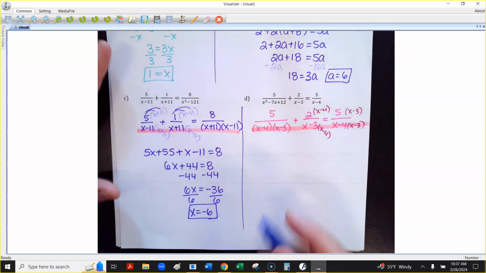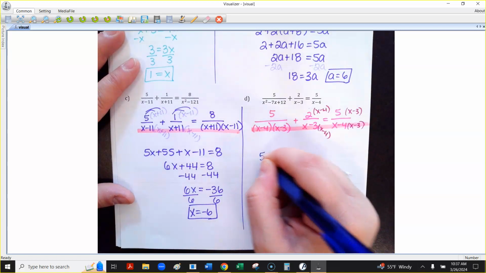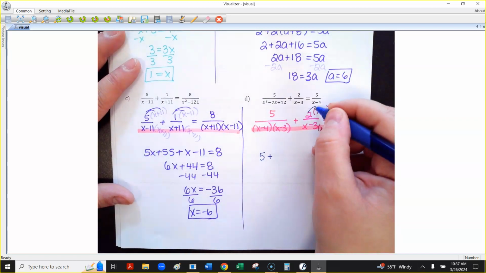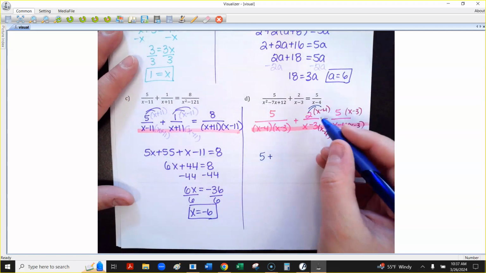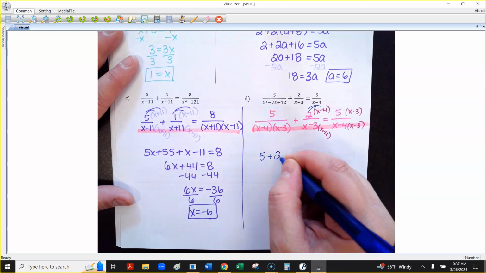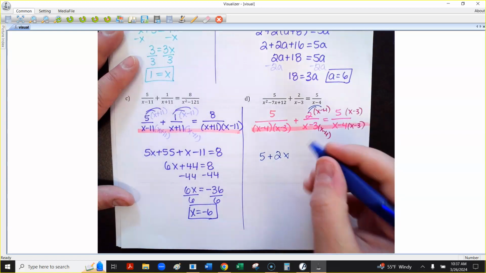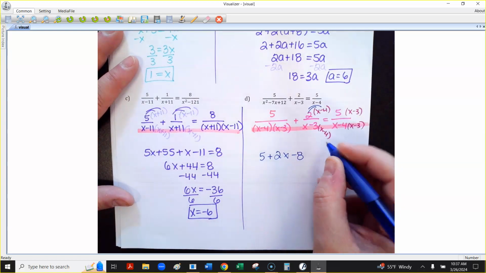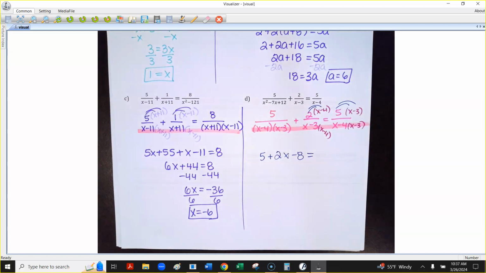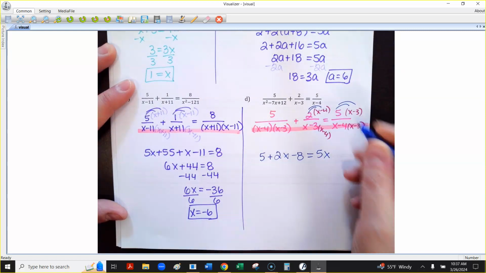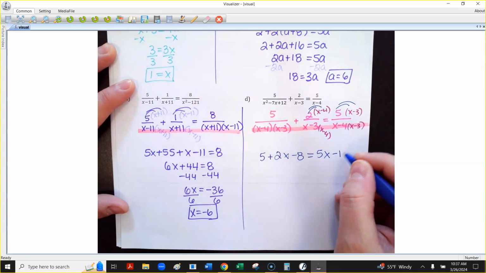So I'm just going to take the top. So 5 plus... Now, I'm just going to distribute as I go here. So this is plus 2 times this x minus 4. So 2 times x would give you 2x. 2 times negative 4 would give you negative 8. And then on the other side, where I got the equal sign there, we're going to distribute 5. So 5 times x is 5x. 5 times negative 3 would be negative 15.